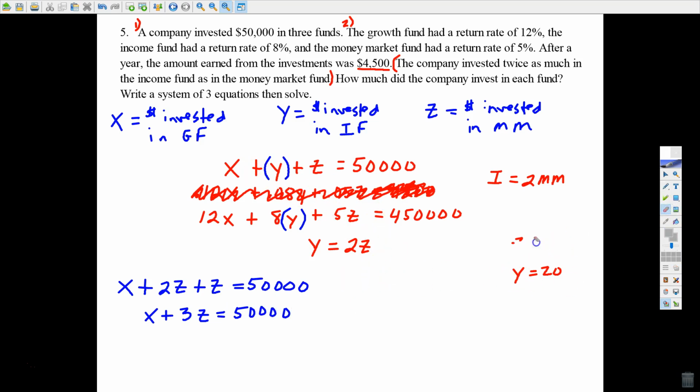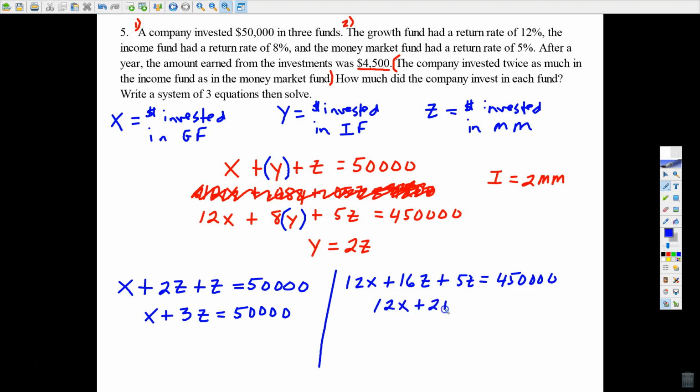Now let's do the same thing with the middle equation, replacing Y with 2Z. We get 12X, and we can just go ahead and do this mentally. 8 times 2Z is 16Z plus 5Z, and that equals 450,000. And combine like terms, and you get 12X plus 21Z is 450,000.